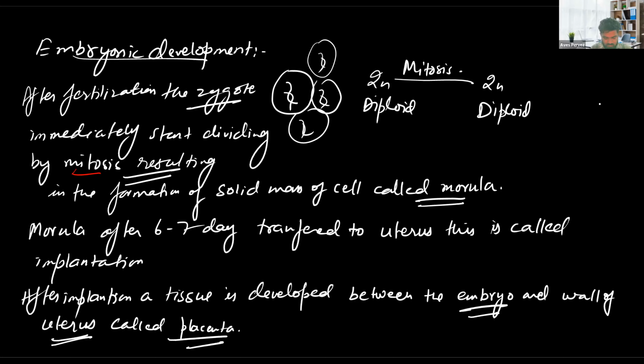Now write down the placenta. What is placenta? Note it. It is a physiological connection between the mother and the developing embryo. Through this placenta, the basic requirements of the embryo are fulfilled, such as respiratory gases, excretion, nutrition, etc.